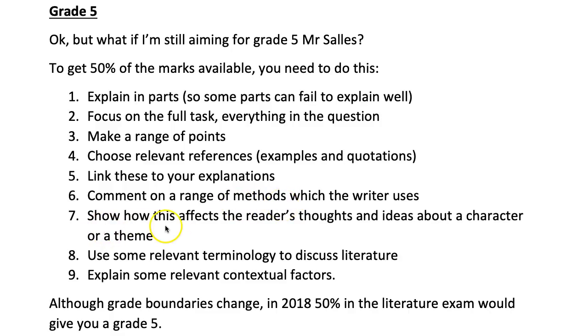Then crucially, you have to say how this affects the reader. Now the easiest way to say how it affects the reader is to say how it makes us think and how it gives us ideas about a character or a theme. And automatically, if you're writing about a theme, that will also be a method, and it will also show how the writer is trying to affect our thoughts. So that's a really easy shorthand. If you write about the themes in your text, you're automatically on a grade 5.